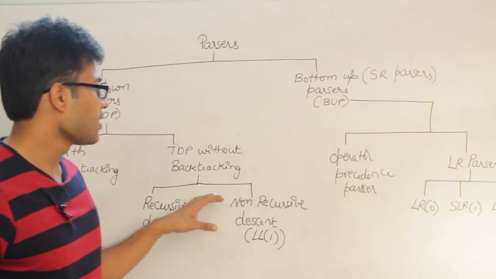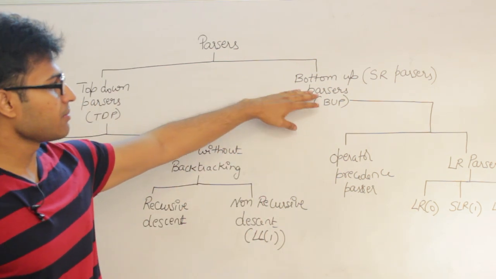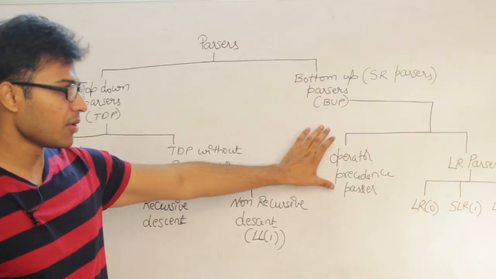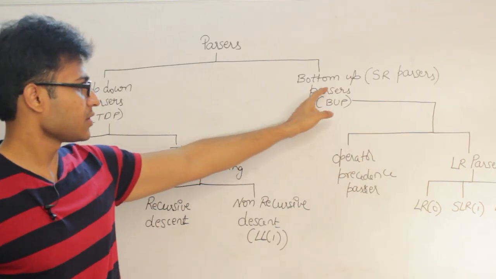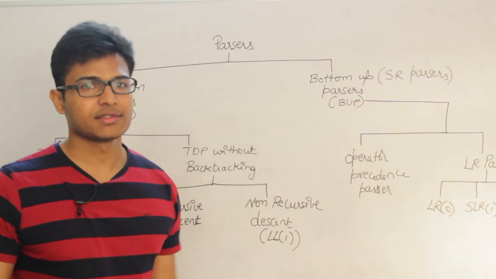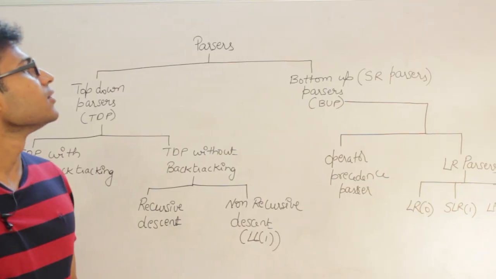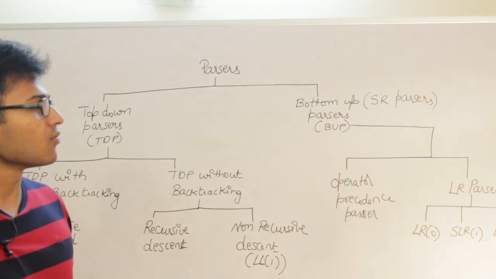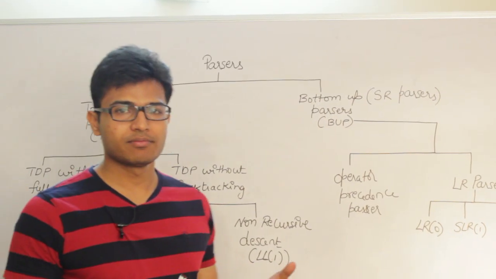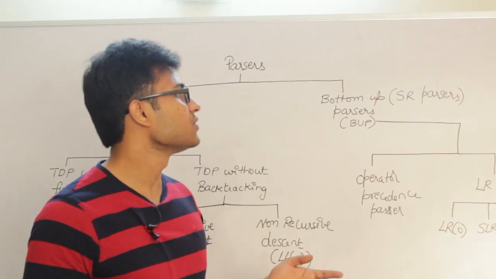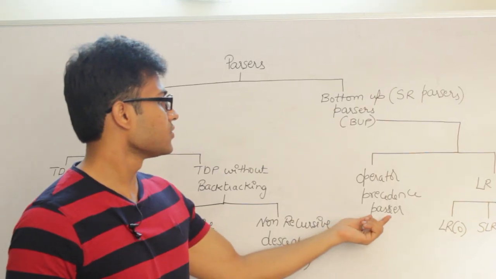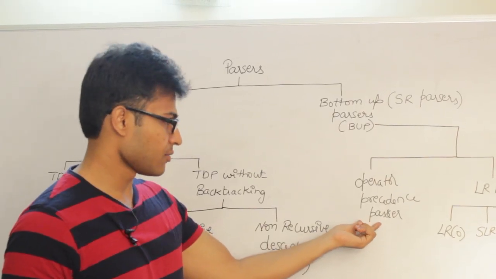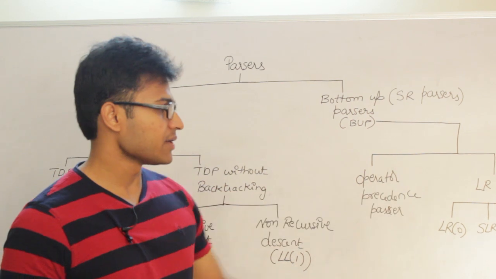Okay, and bottom-up parsers. Bottom-up parsers are again of two types. One is the operator precedence parser and the other is the LR parsers. Bottom-up parsers are also called SR parsers. SR means shift reduce. If you use a stack, generally shift is pushing and reduce is popping. Okay, and there is the operator precedence parser, which we will talk about, and there are LR parsers.